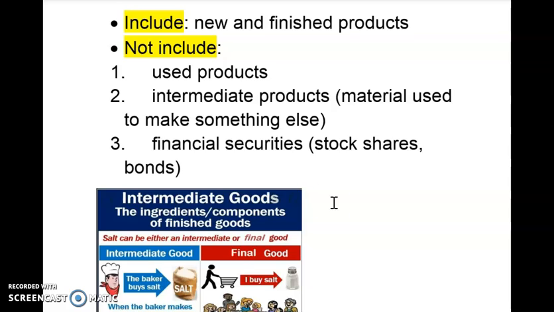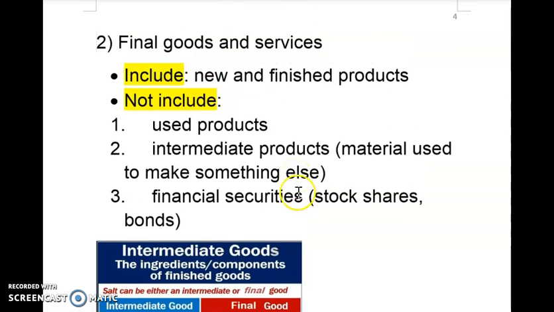Okay, very good. Now, financial securities are not counted into GDP because what we really want to count is what kind of products we produce for people's consumption and for investment. It's not the financial securities. Financial securities are stock ownership, the firm's ownership, and loans. So we don't count that.